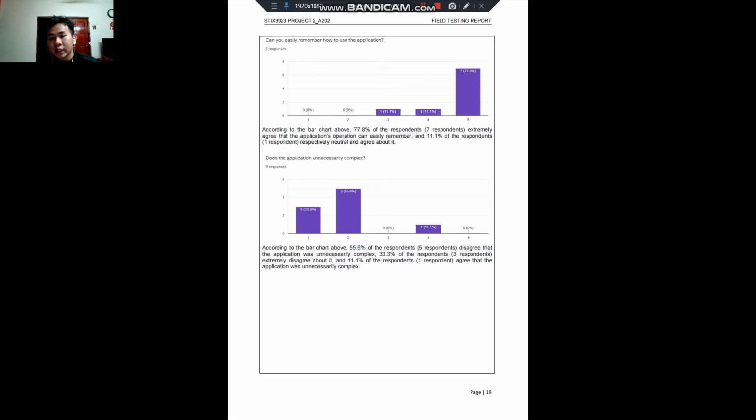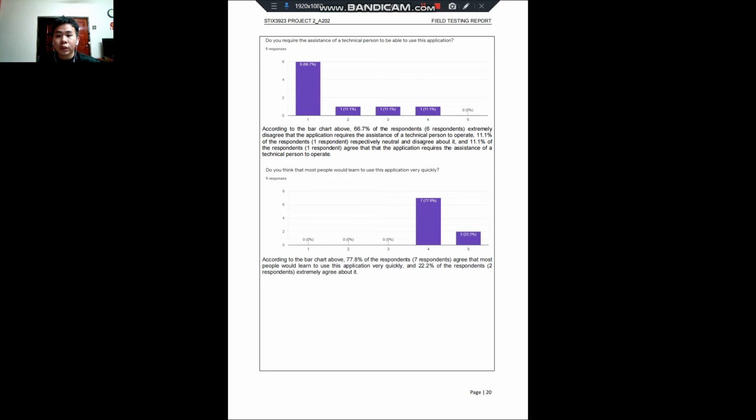Next, for the question, is the application unnecessarily complex? 5 respondents disagree, 3 respondents extremely disagree, and 1 respondent agree about it. Next, for the question, do you require the assistance of a technical person to be able to use this application? 6 respondents extremely disagree, 1 respondent disagree, 1 respondent neutral, and 1 respondent agree about it.